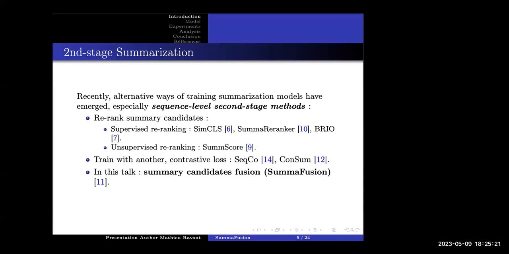SimCLS was one of the first papers to do this. There's my paper, SummaReranker. There's BRIO, which was also published at ACL last year by the same authors as SimCLS. You could re-rank in an unsupervised manner. I have an upcoming paper at ACL this year proposing this, which is called SumScore. Or you could just do another round of training with your BART model or Pegasus model, but with a different loss, for instance, a contrastive loss. There are a few papers like SeqCo or ConSum proposing such an approach. But in this talk, I'll describe the method we propose in this paper, SummaFusion, which is a completely different approach, which consists in merging together, or fusing together, entire summary candidates.